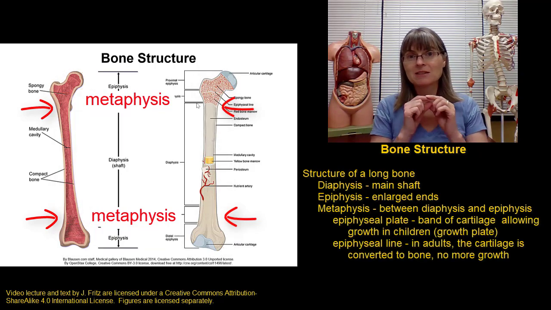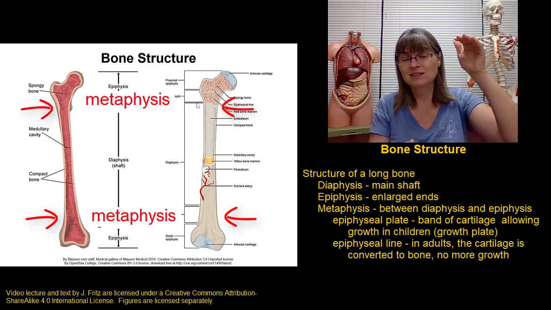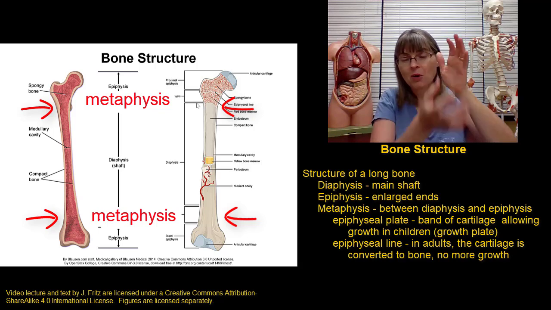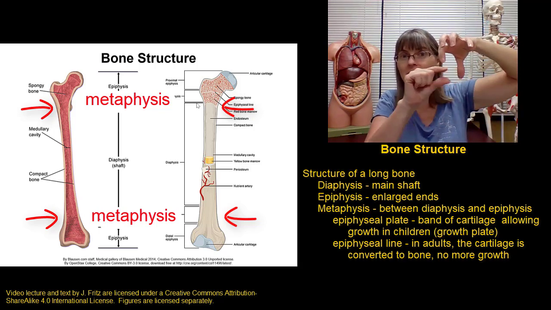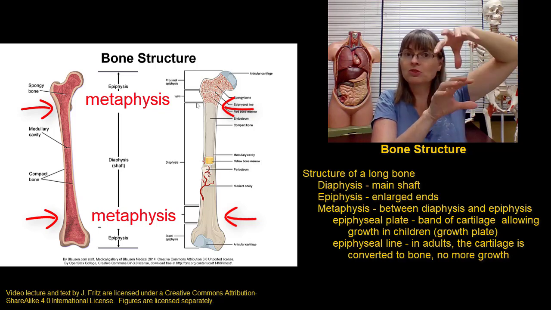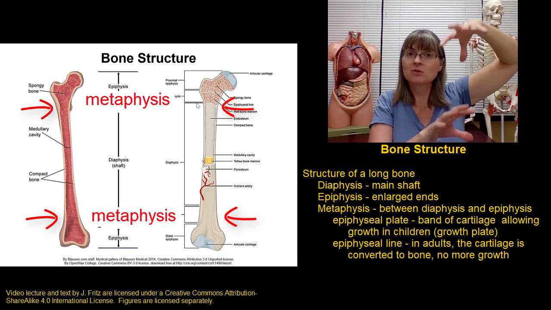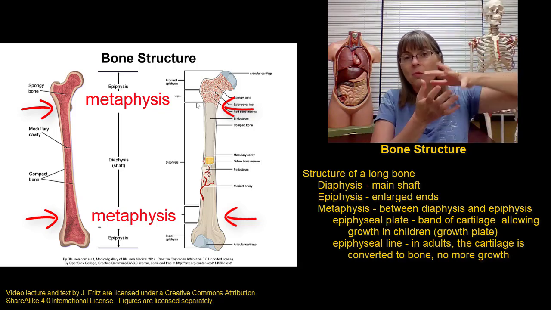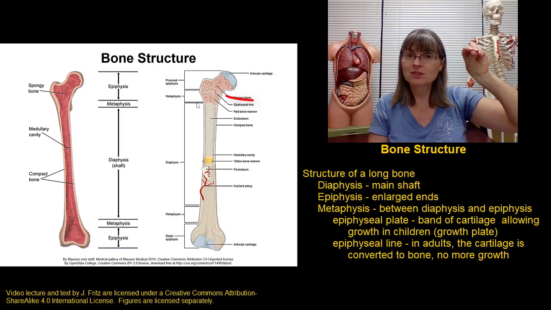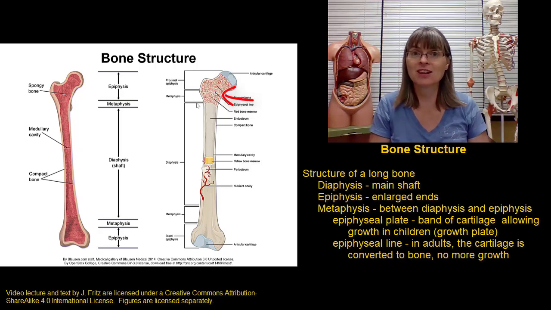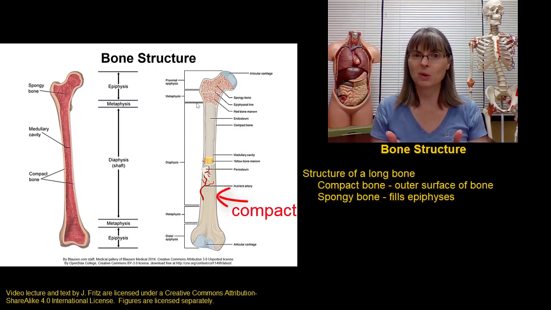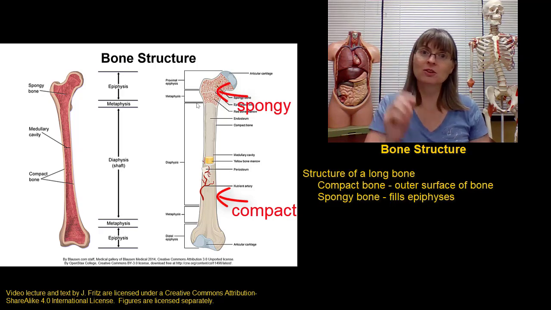The metaphysis is important because it contains the epiphyseal plate. The epiphyseal plate is a band of cartilage between the epiphysis and the diaphysis where bone growth occurs in children. So we have bone in the diaphysis and bone in the epiphysis, and in between, in the metaphysis, is our epiphyseal plate of cartilage that can grow and push the diaphysis and the epiphysis further apart to allow the bone to get longer. Once full bone growth is achieved, the epiphyseal plate is completely turned into bone and becomes the epiphyseal line.